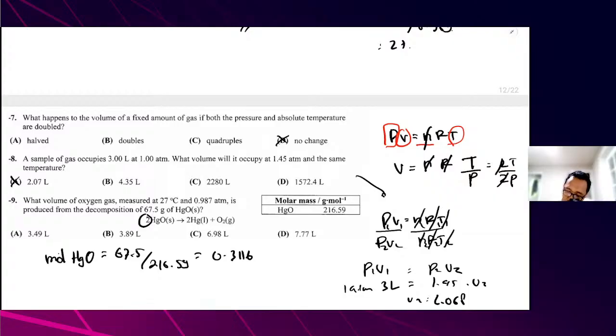If we double this, the coefficient is 2. The question is the volume of oxygen. Oxygen is only 1, so the moles of oxygen is just divided by 2, so it is 0.155.